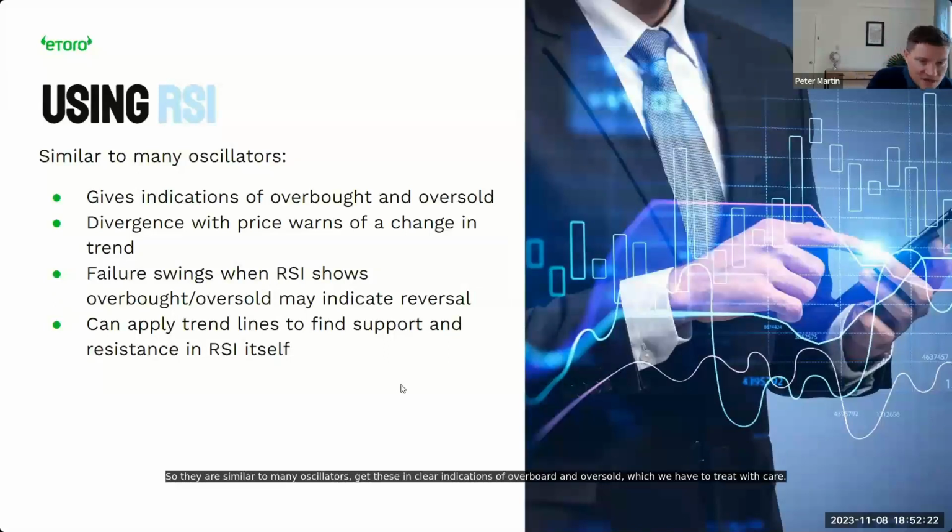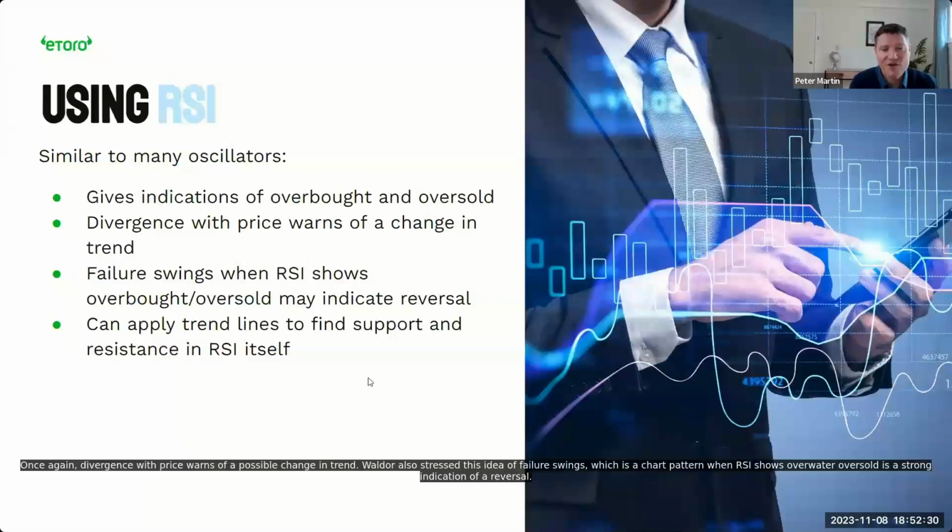So the RSI is similar to many oscillators. You get these clear indications of overbought and oversold, which we have to treat with care. Once again, divergence with price warns of a possible change in trend. Wilder also stressed this idea of failure swings, which is a chart pattern when RSI shows overbought or oversold, is a strong indication of a reversal.